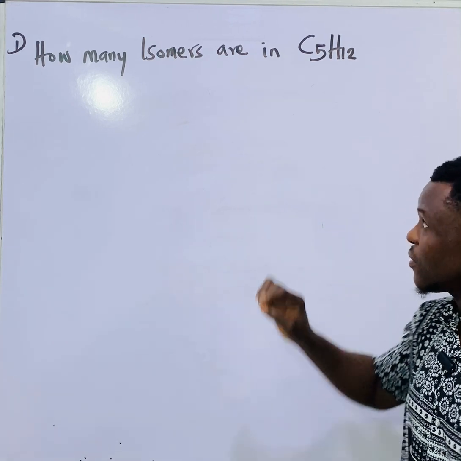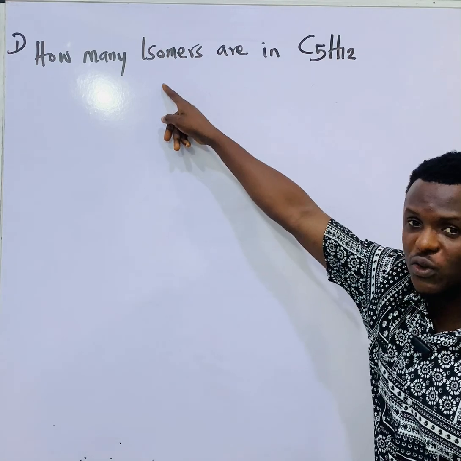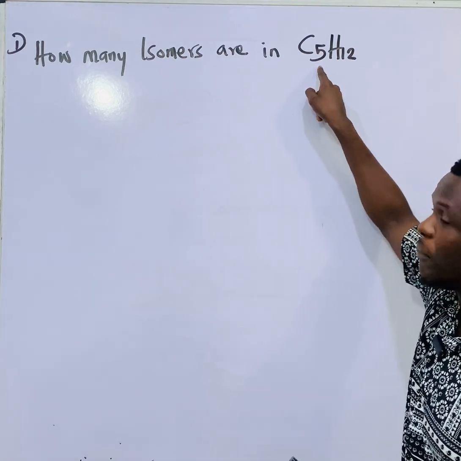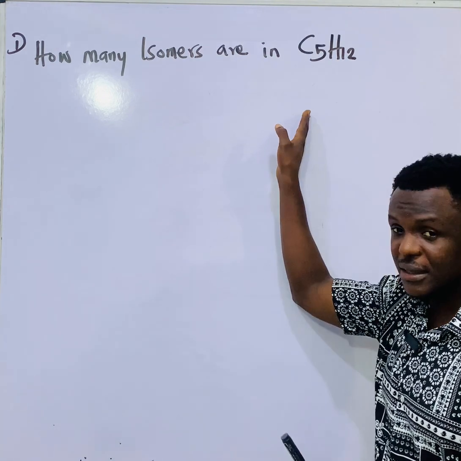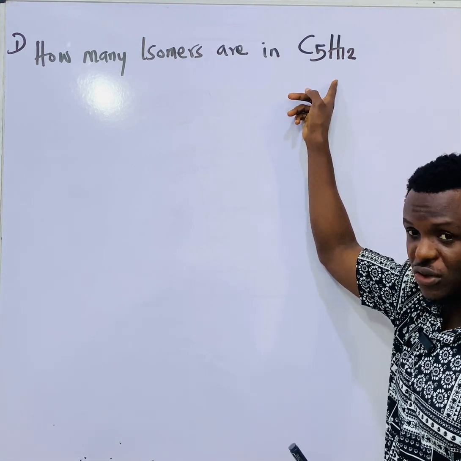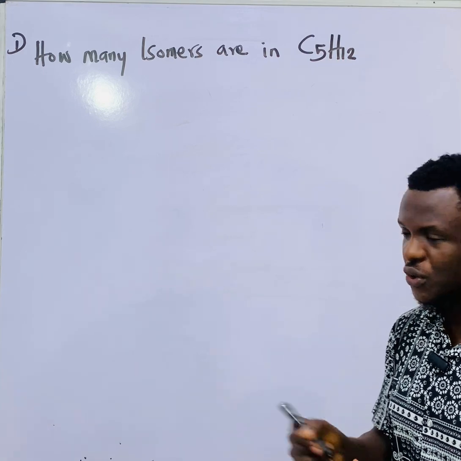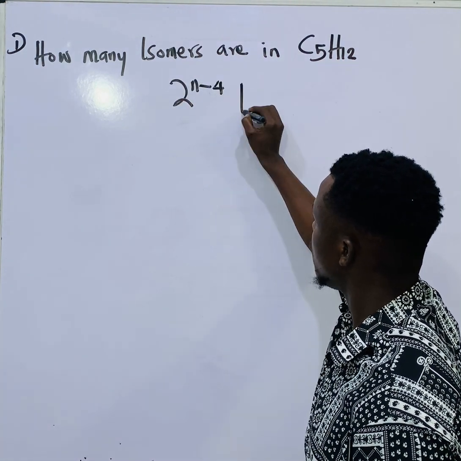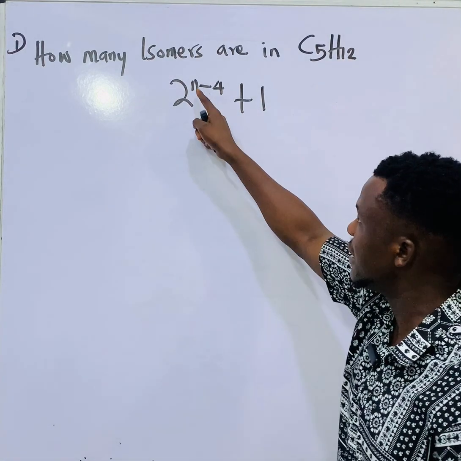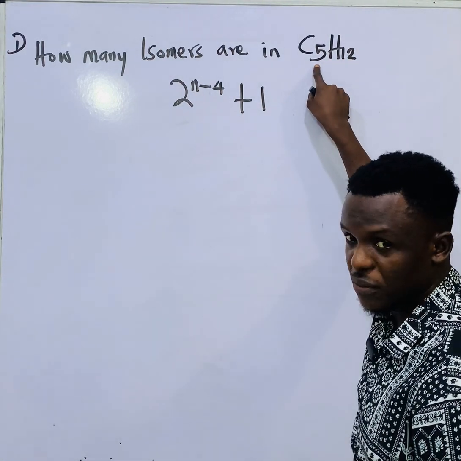So anytime you're asked to find the number of isomers present in a compound that contains just carbon and hydrogen, like in this case, you are simply going to use this formula: 2^(n-4) + 1, where n is the number of carbon atoms here.